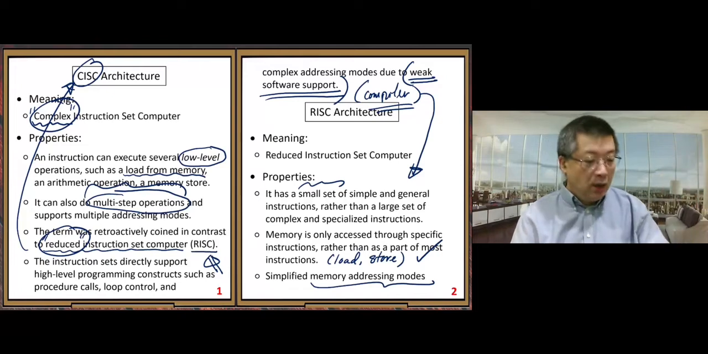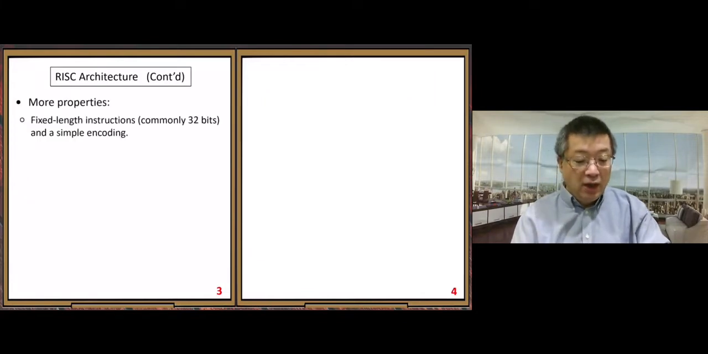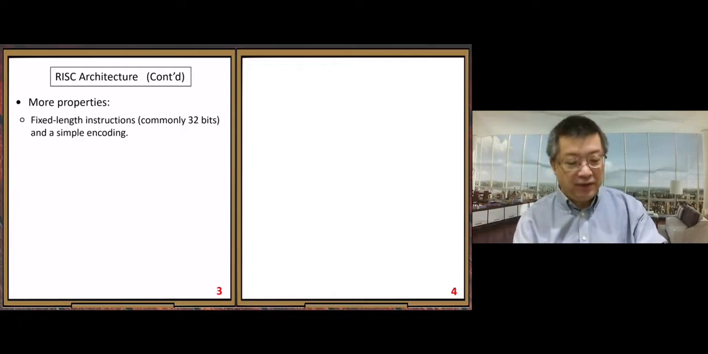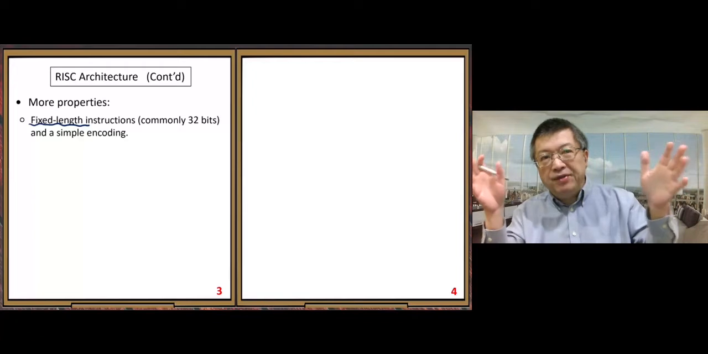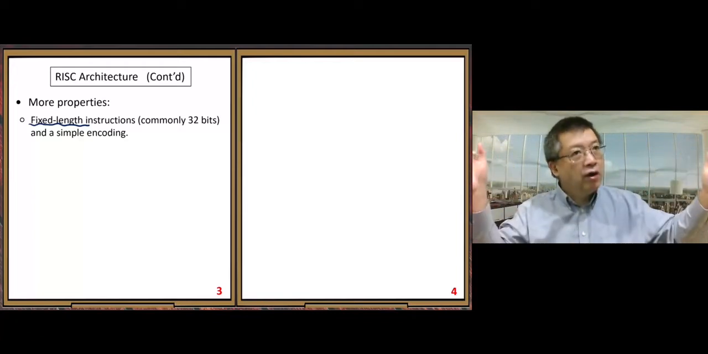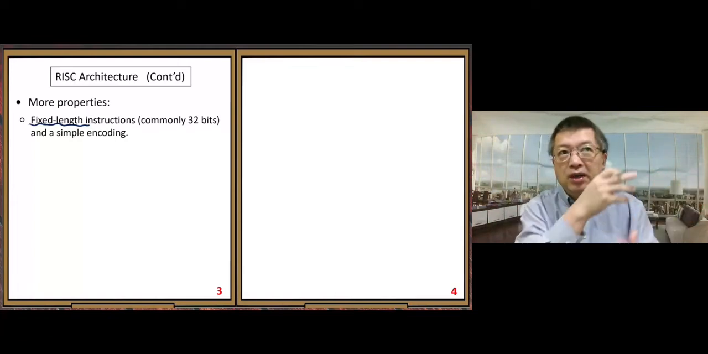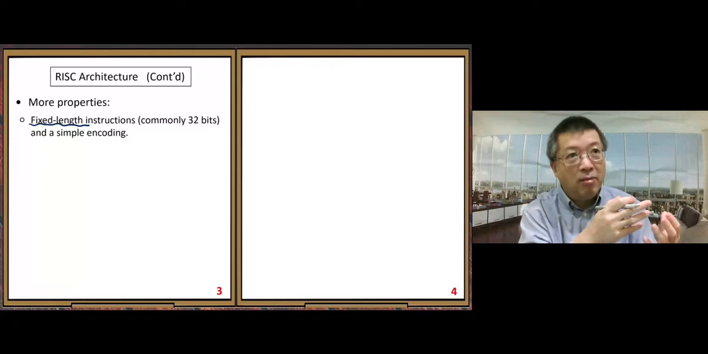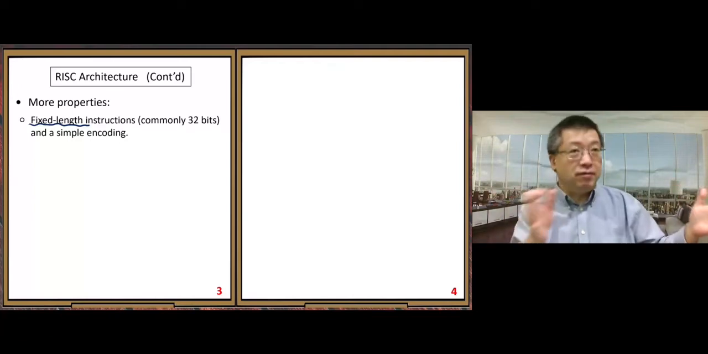All right, next, we have a few more properties of RISC architecture. Another one is fixed length instructions, commonly 32 bits, with a simple encoding. Later you will see this versus variable length. Variable length means some instructions are longer, some shorter. With fixed length, when you do encoding and decoding, the compiler can do it faster, and you can make good predictions.